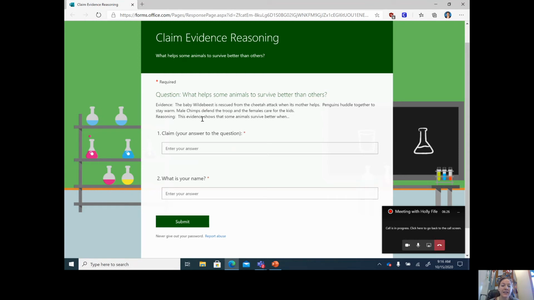Your reasoning. This evidence shows that some animals survive better when, and your job is to look for those 3 things. Is there anything consistent there? And then you're going to type your answer, whatever it is, your sentence. I think animals survive better when blank. And then you have to have your name. So you type, I'm going to put Holly on mine. If there were 2 Hollys in class, I'd make sure to put my last name.